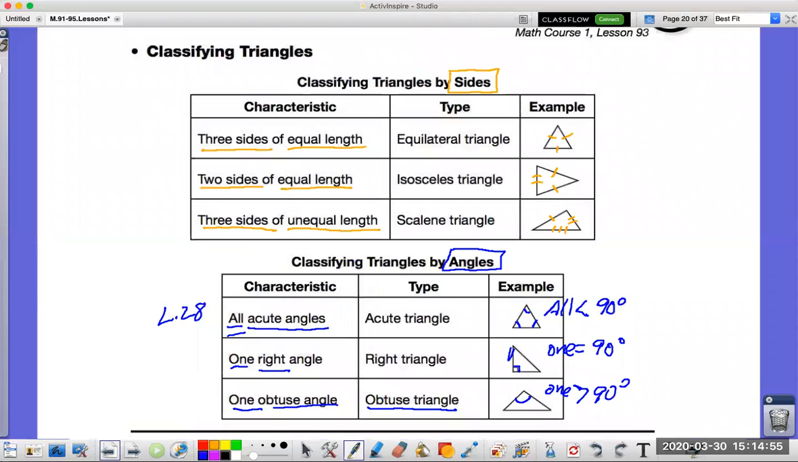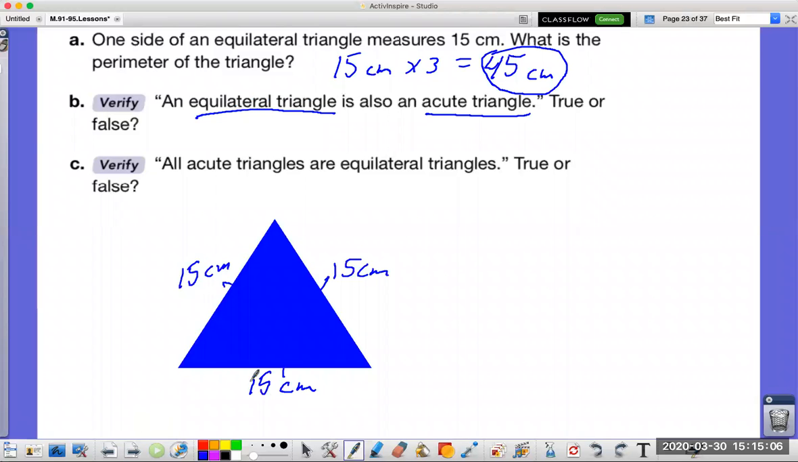What does it take to be an acute triangle? All acute angles. So since all of them are acute angles, that's what it would be requiring for an acute triangle. Let's look at these angles real quick. We've got this angle, and this angle. Now, are they smaller than 90, or are they larger than 90? If they're smaller than 90, then your answer to this question, an equilateral triangle is also an acute triangle, would be true.